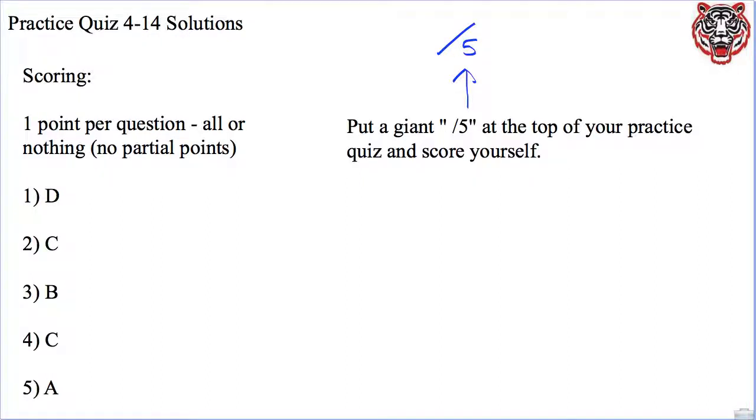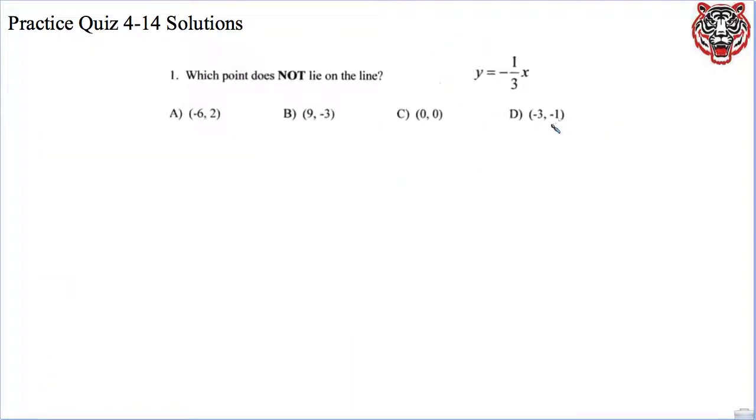All right, we just finished grading our practice quiz 4-14. You can pause it here, 8th graders. We're only making this for people that were absent today. So we're asking which point does not lie on the line.